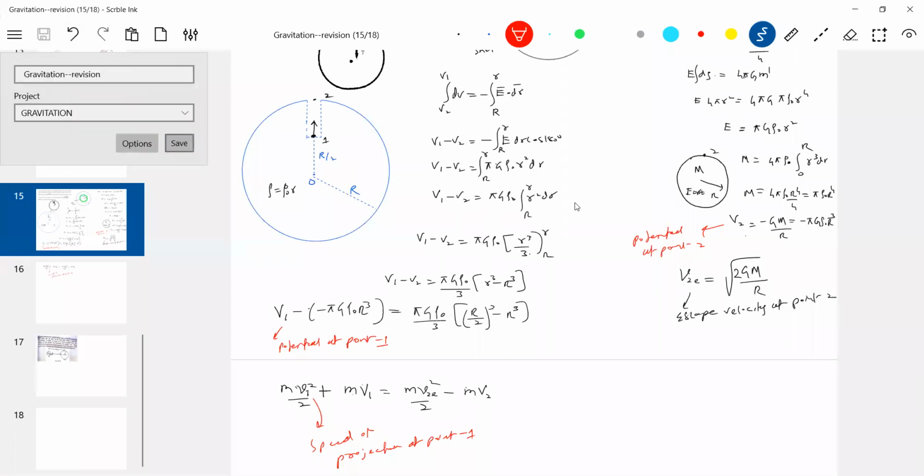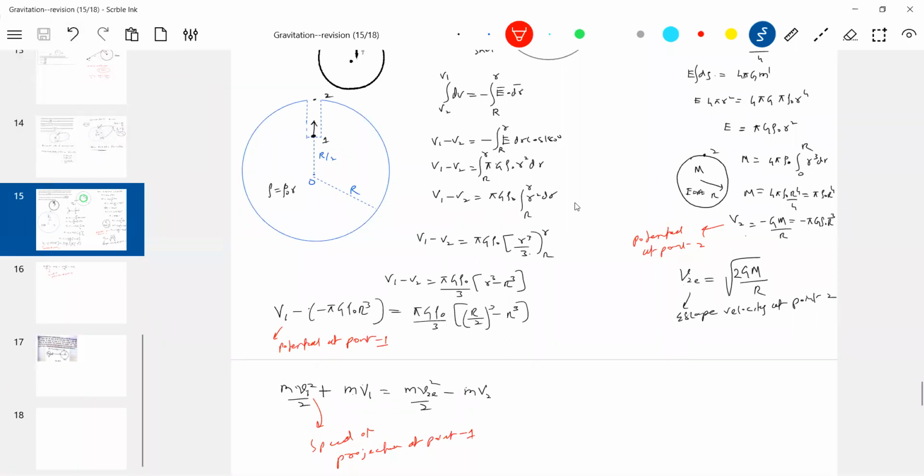Sir, it should be plus mV2, no, sir, on the RHS. Okay, I have to fix the sign here. Yeah. Because V2, I'm going to substitute with this sign. Yeah, signs, okay.